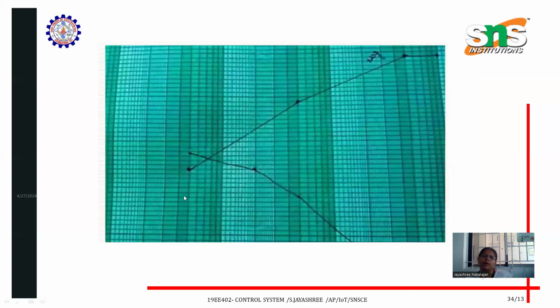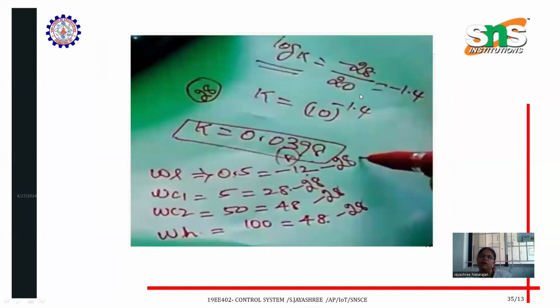Okay, right. So now we start plotting the magnitude values. For 0.5 it is minus 12. Then for 5 it is 28. Then for 50 it is 48. Then for 100 also it is 48. So we are getting the magnitude plot like this. Similarly, if we draw the phase plot from 0.5 to 100 for various values, this is my phase plot. This is my magnitude plot, right?